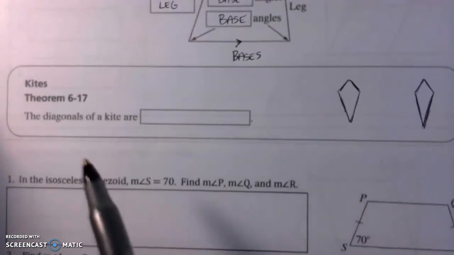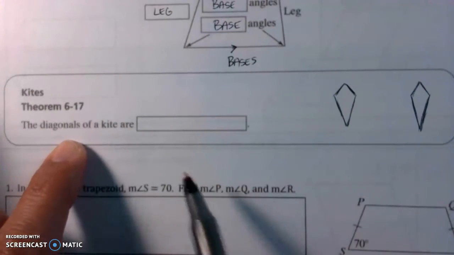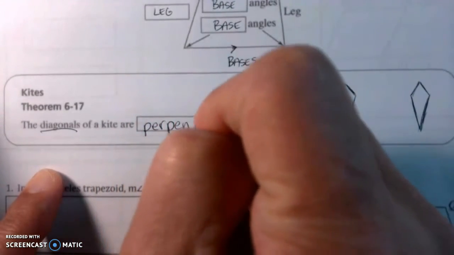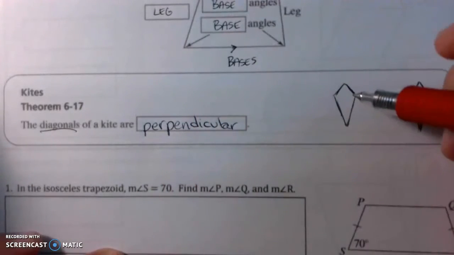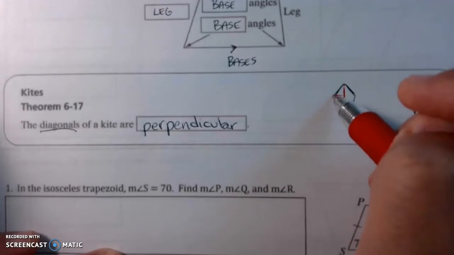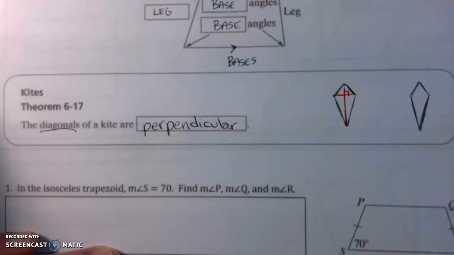The next theorem here is about kites. They don't have a picture, so I kind of just sketched some kites here. The diagonals of a kite are perpendicular, so that's 90 degrees. So if I just go corner to corner here on this kite, corner to corner here on this kite, you'll see that it's 90 degrees perpendicular in the middle.